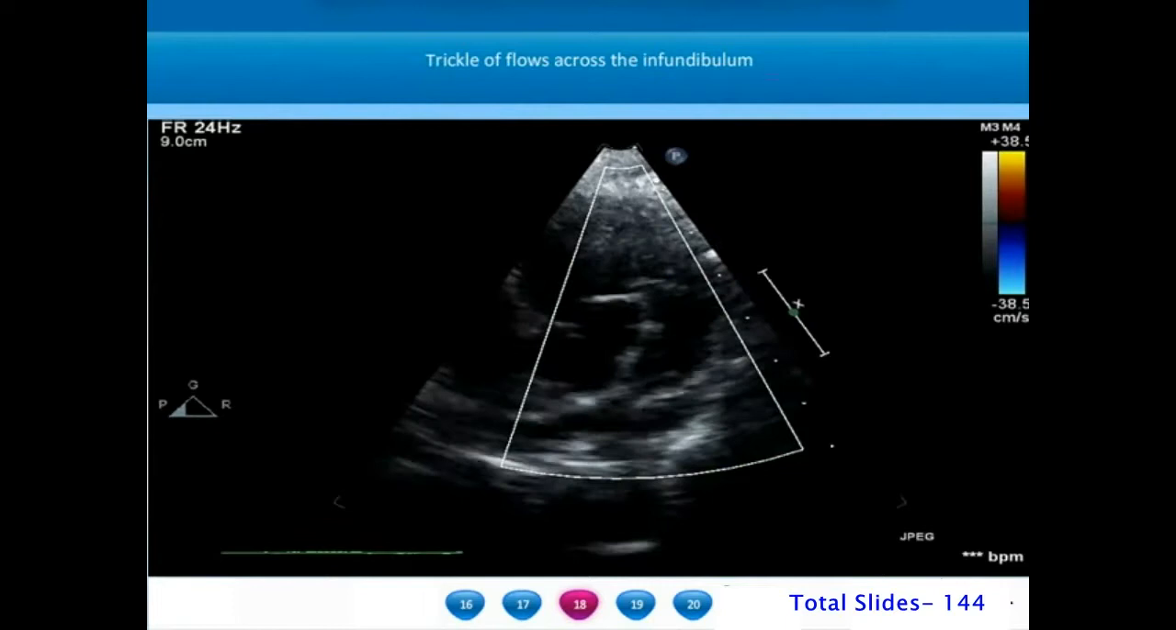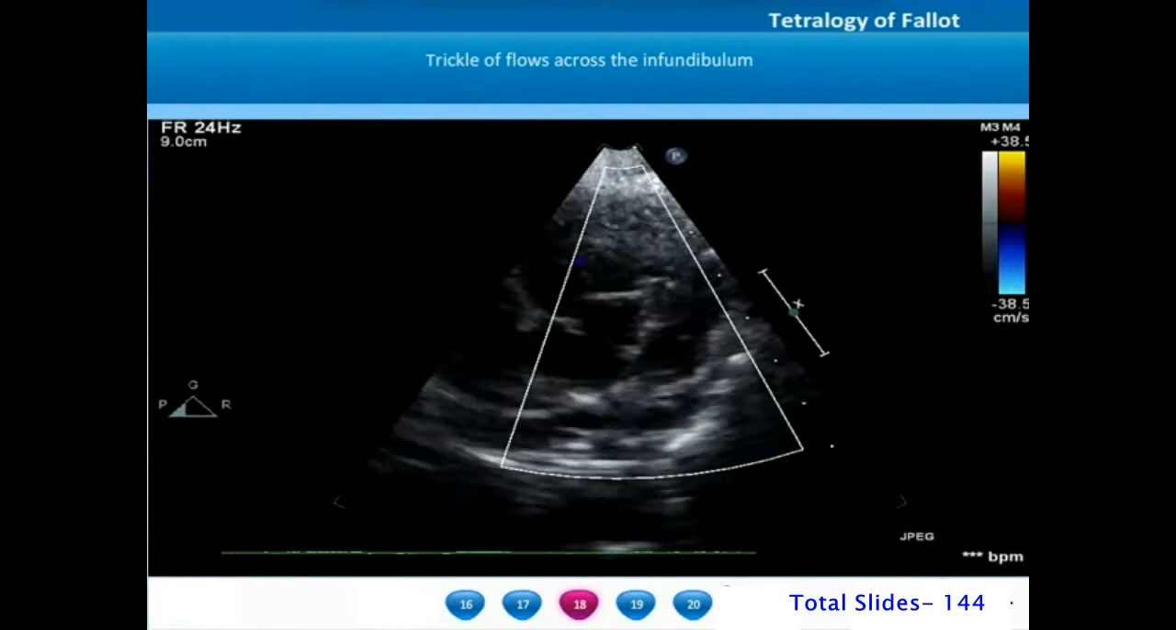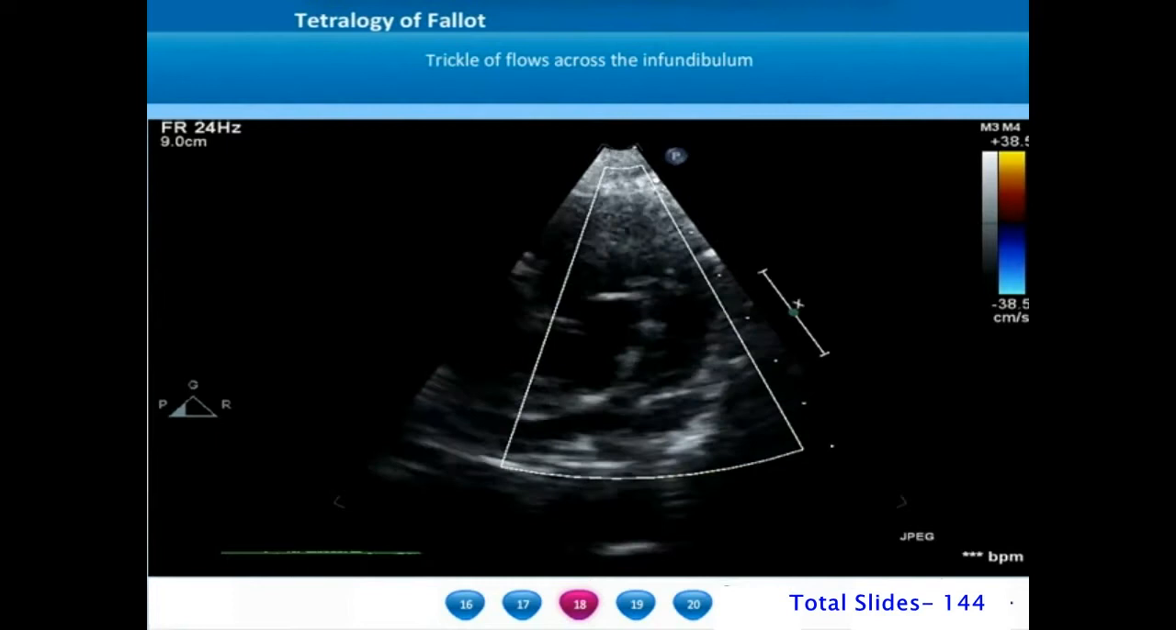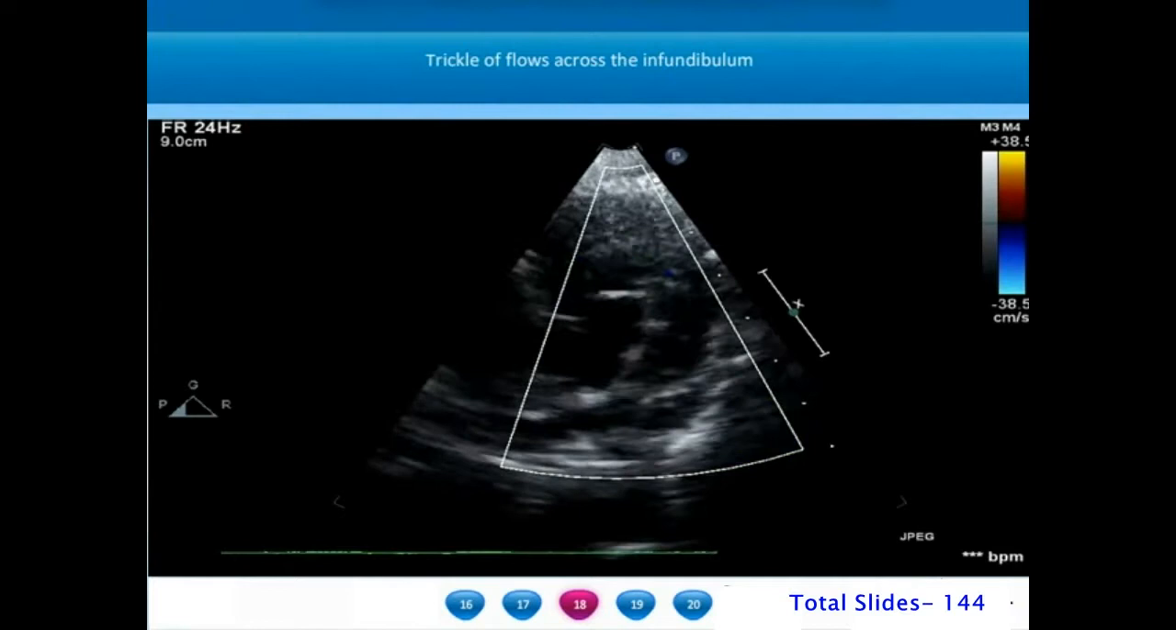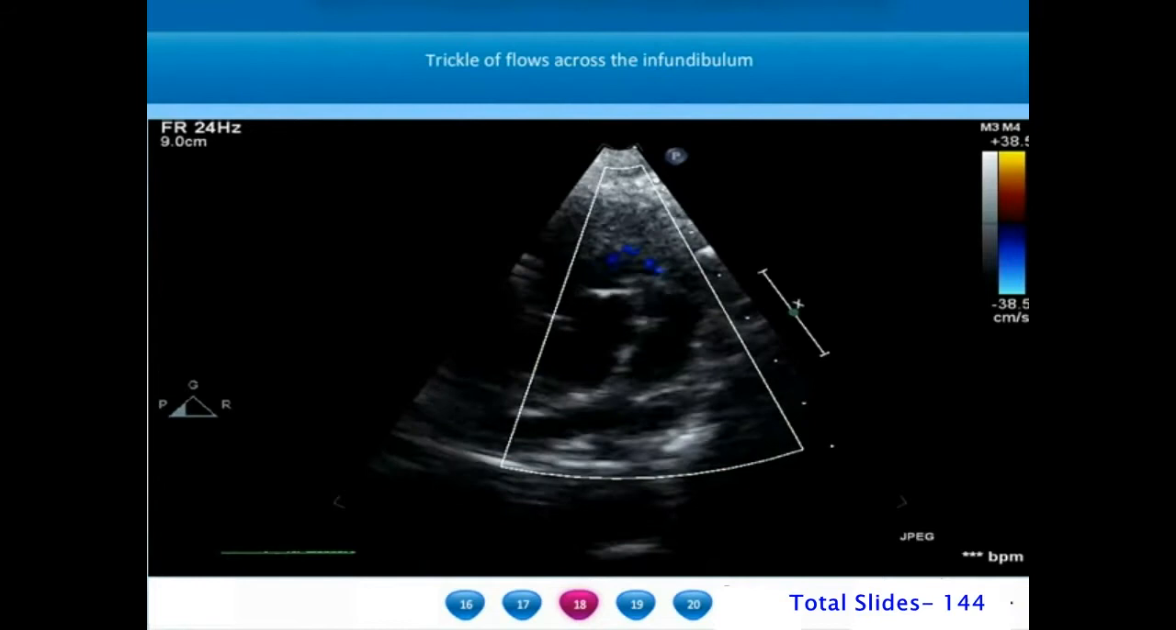During a hypercyanotic attack, in the parasternal short axis view, we can appreciate that the antegrade blood flow from the right ventricle towards the pulmonary artery is markedly reduced. We are able to see only a small trickle of flow across the infundibulum. This will be associated with loss of the systolic murmur, which is commonly seen in patients with right ventricular outflow tract obstruction.